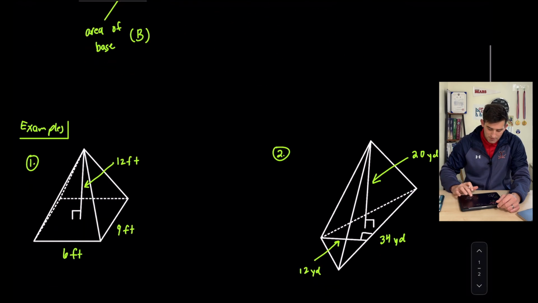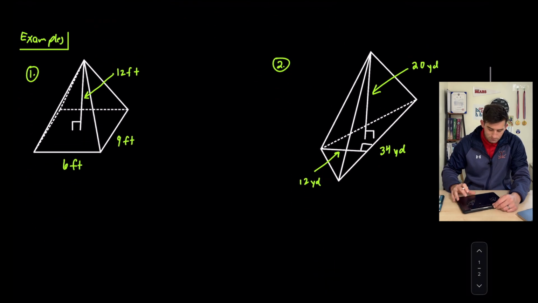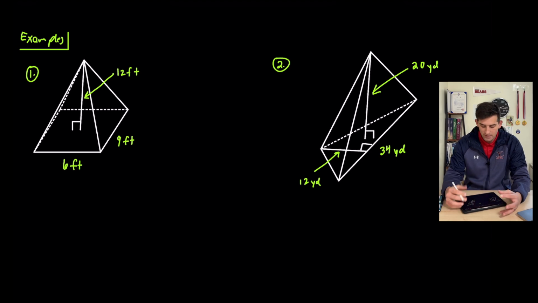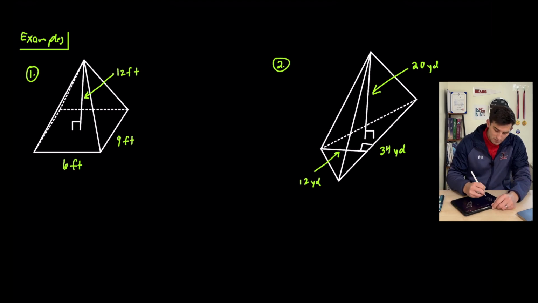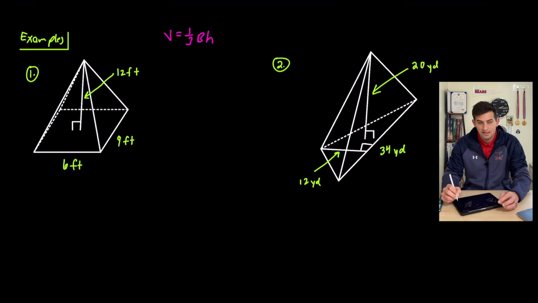All right, so let's take a look at a couple examples here. Number one, we have a square pyramid, and number two, we have a triangular pyramid. So we'll do each of these and see how they compare and also their differences. So remember our equation, volume equals 1/3 times the area of the base times the height.